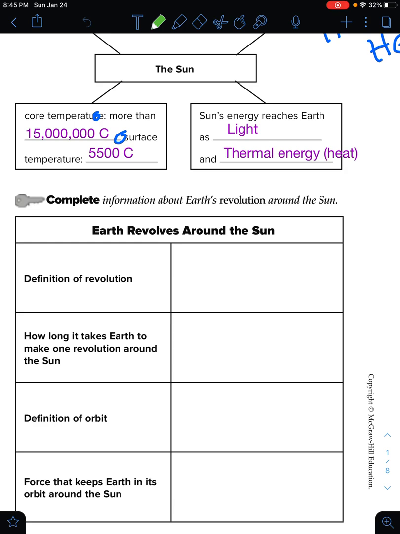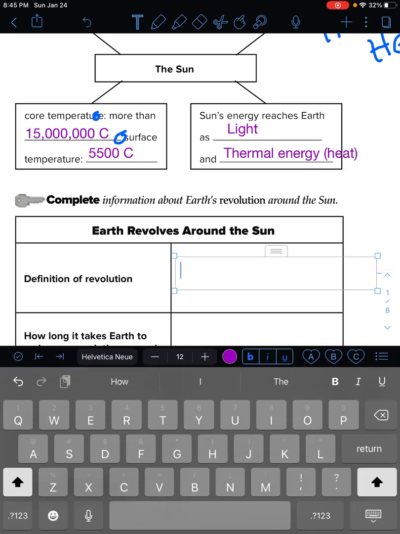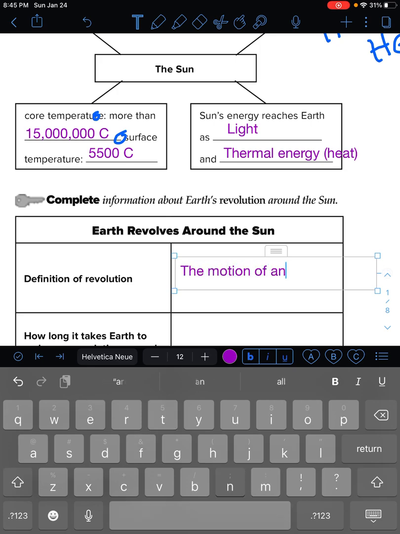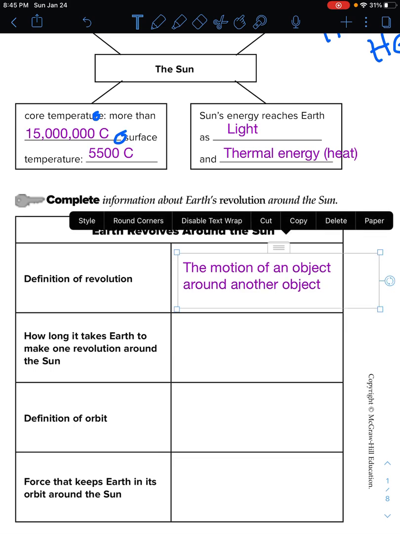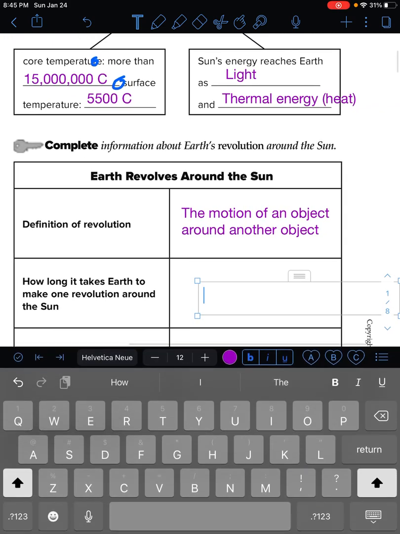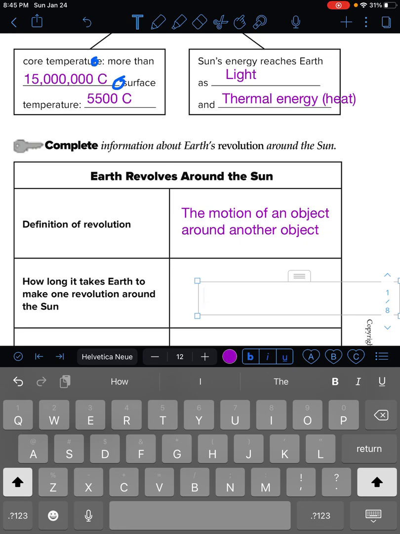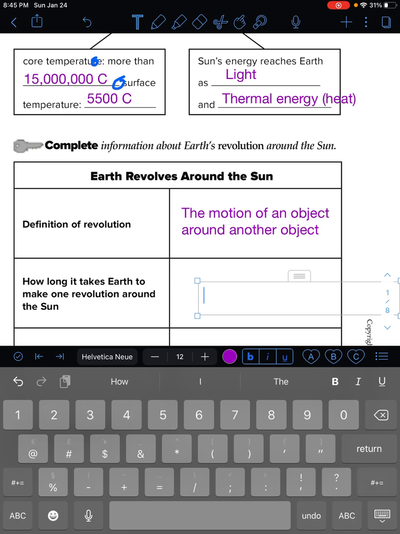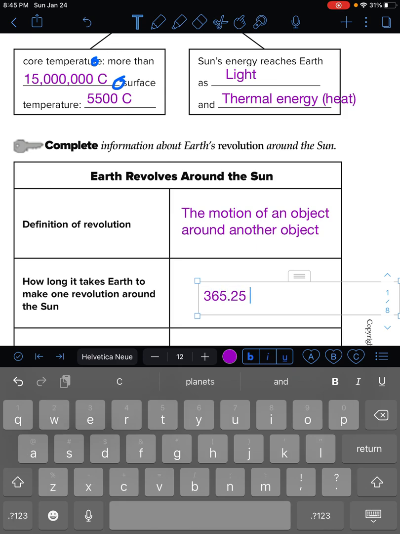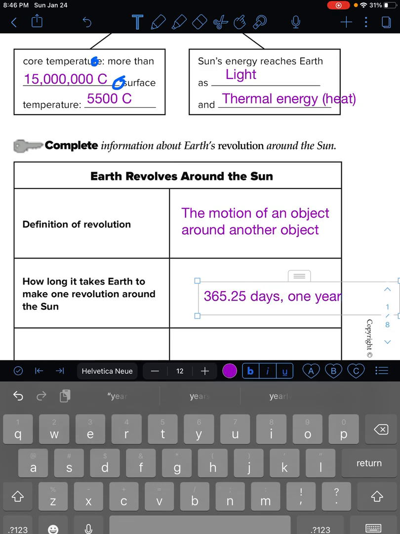So the definition of revolution. Okay, it is the motion of an object around another object. Okay, revolution. So how long does it take Earth to make one revolution around the sun? So that is 365.25 days. So, and that is 1 year, right?